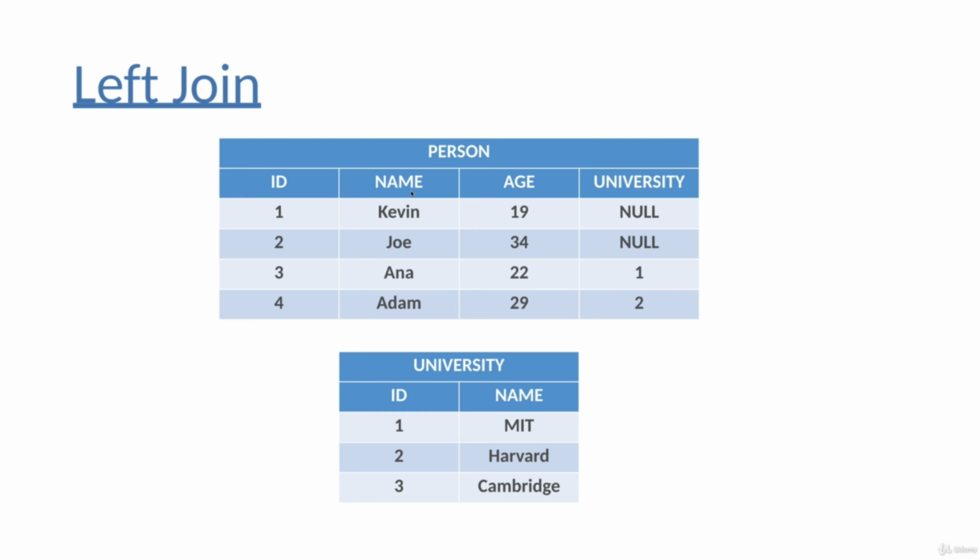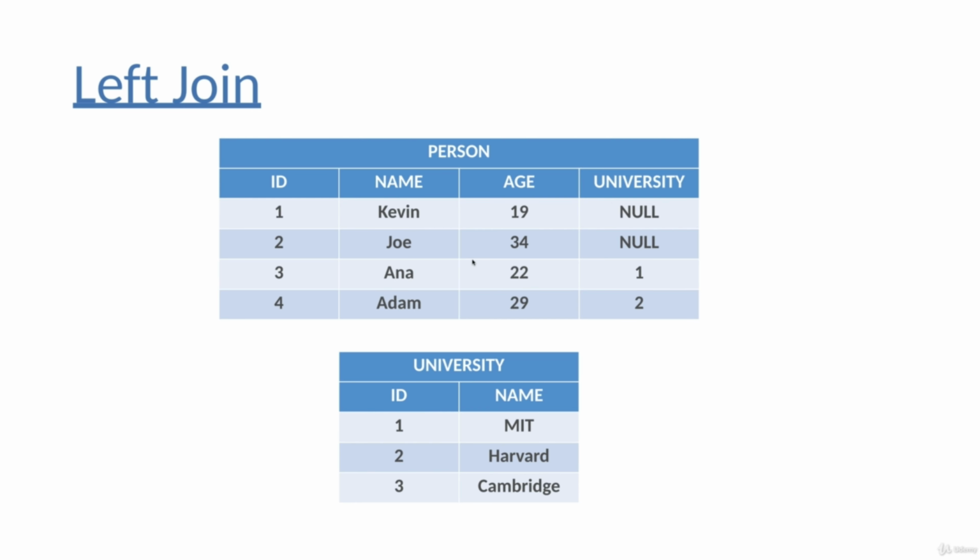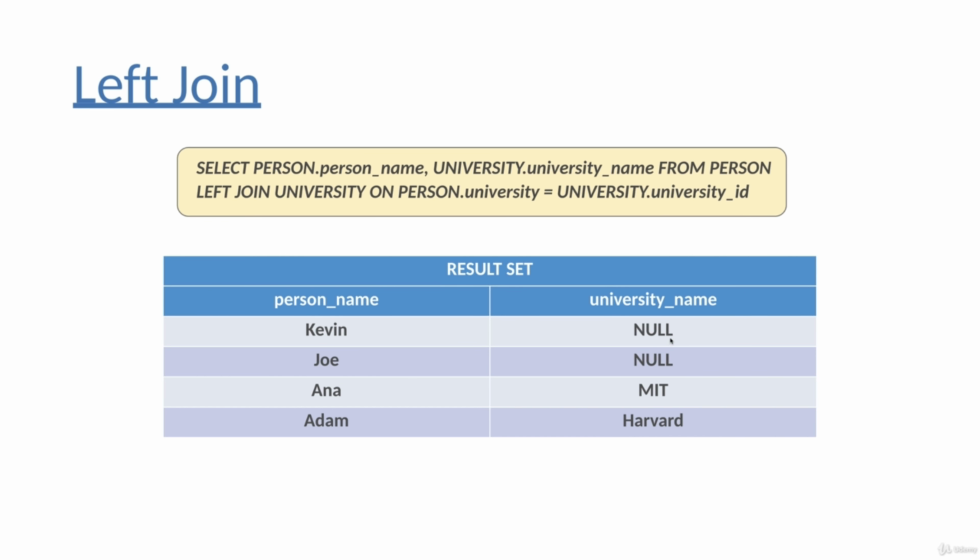So what does it mean exactly? We are after the names from the person database table. So Kevin, Joe, Anna, and Adam, these values are going to be present in the result set. And of course, MySQL is going to look for the given university names accordingly. Of course, Kevin and Joe have null values, which means that they do not attend any universities. So this is why there may be null values when dealing with a left join.